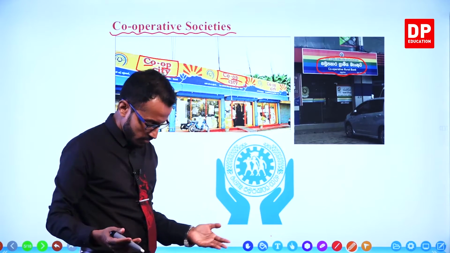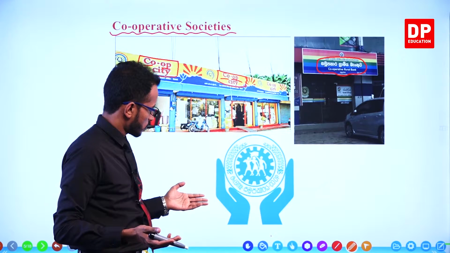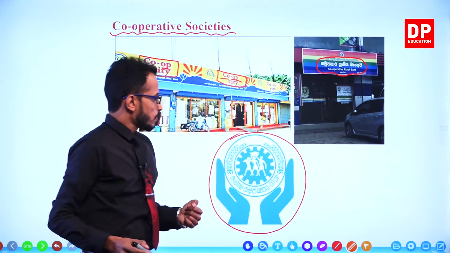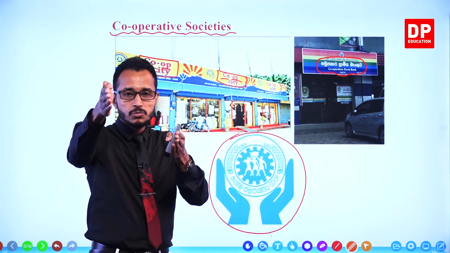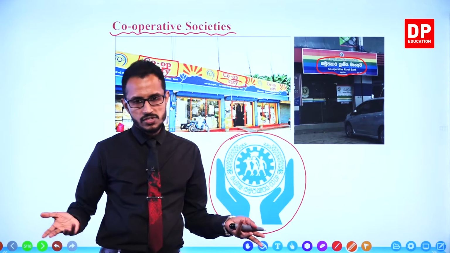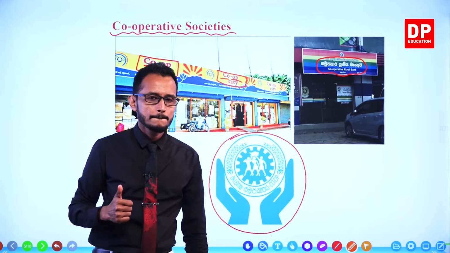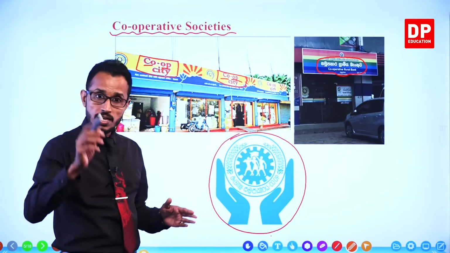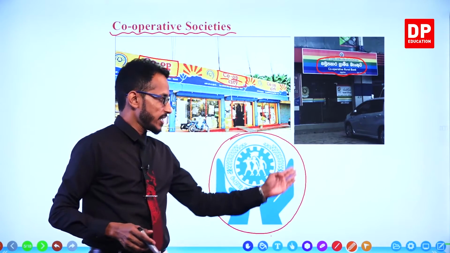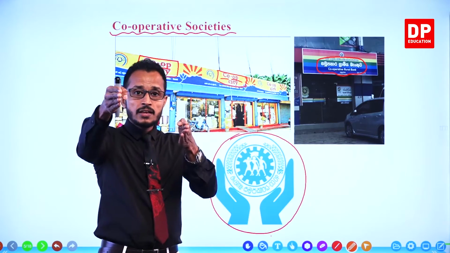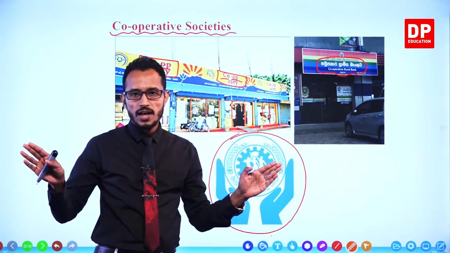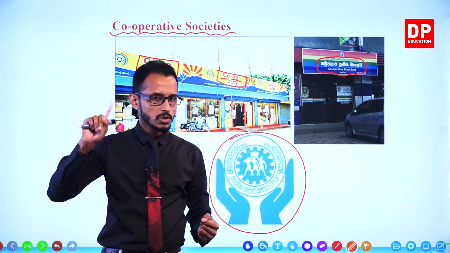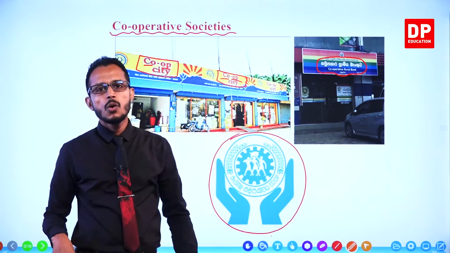Well, I don't have to say that cooperatives are established with a non-profit objective. I don't have to say this. You know this, right? Or maybe you don't know. All right, then you learn now. Children, cooperative societies or these business organizations are non-profit. They fall under for-profit organizations? No. No, children. They fall under not-for-profit organizations.